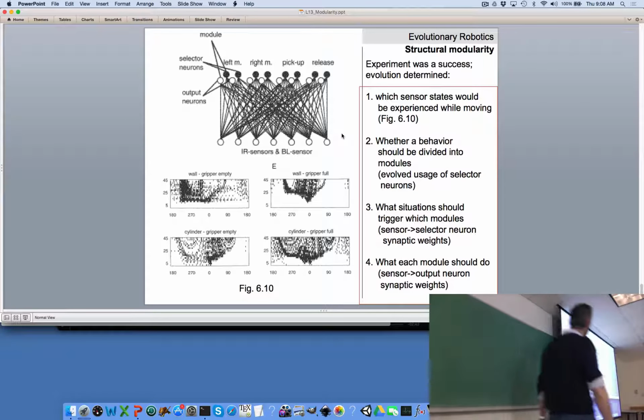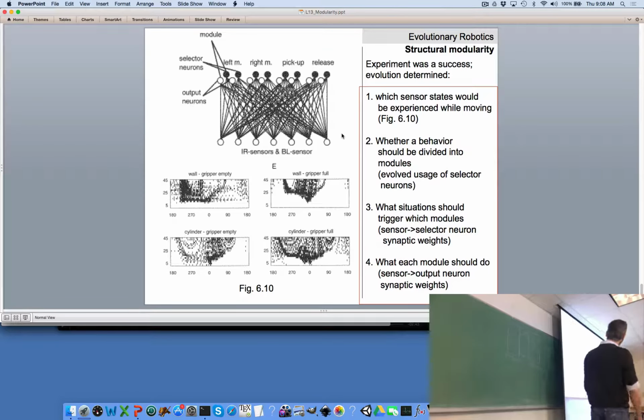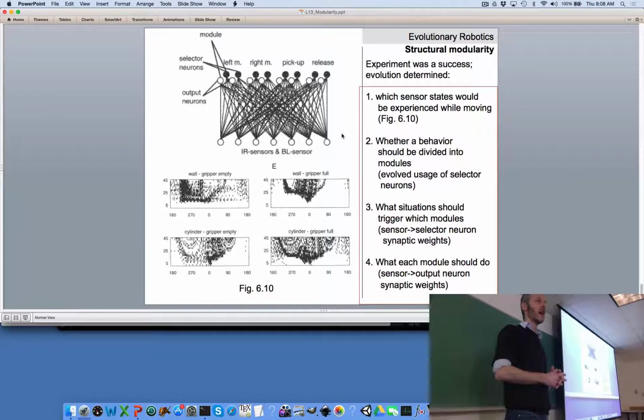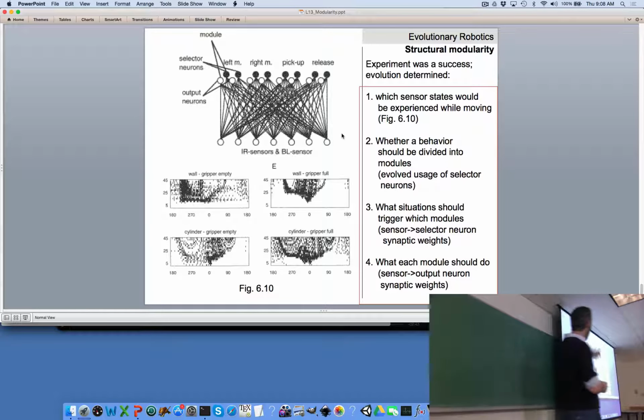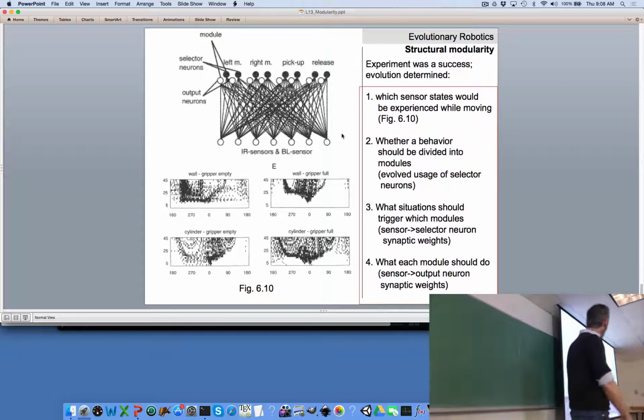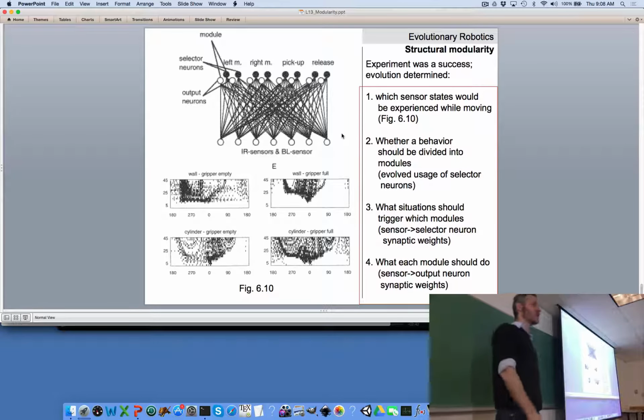Okay, so just to sum up our discussion of modularity here, this experiment was a success because it demonstrated a particular approach to evolutionary robotics where the robot determines which sensor states are experienced during evolution, and it doesn't experience every situation. It's free to choose, based on how it evolves, whether a behavior should be divided into modules or not.